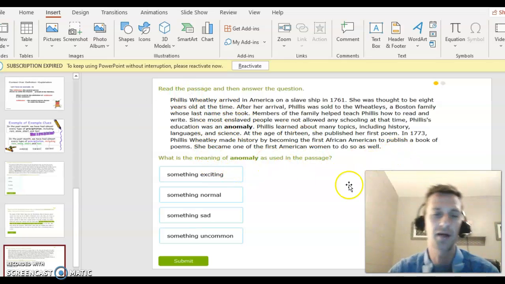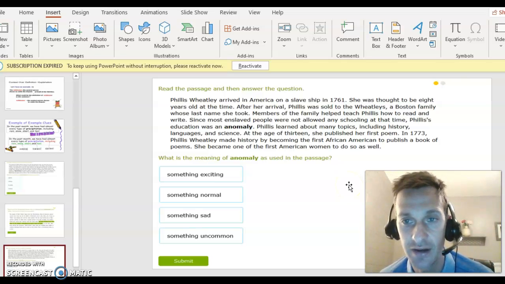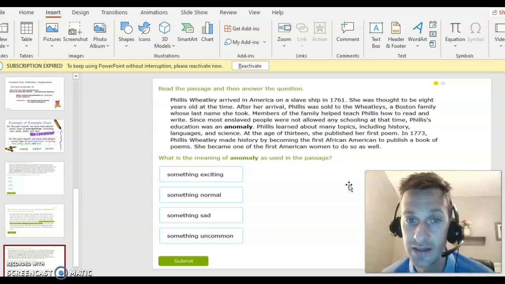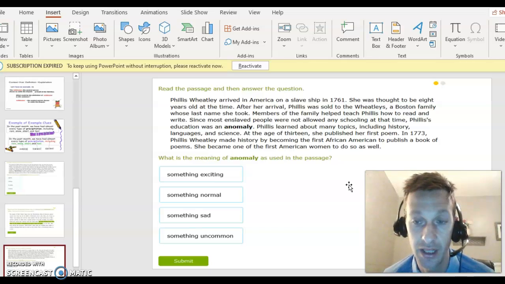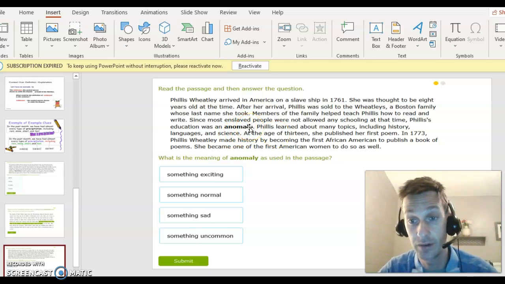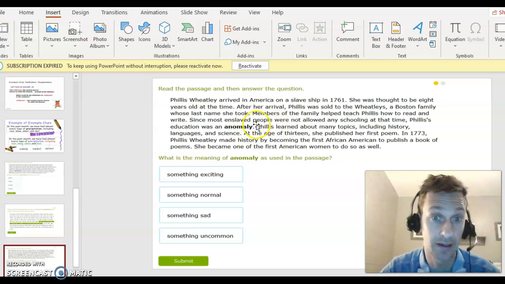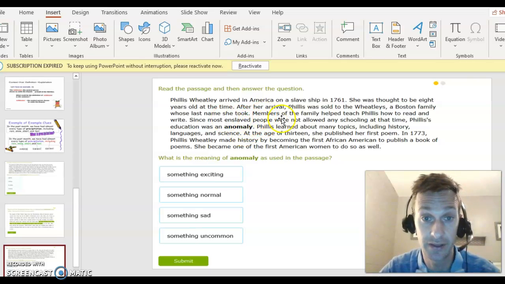All right, let's look at the word anomaly. So what does it say? Members of the family helped teach Phillis how to read and write. Since many enslaved people were not allowed any schooling at the time, her education was an anomaly. So, most enslaved people were not allowed schooling, but she got schooling. So, we're looking at a possible example, right? This is giving an example of what an anomaly is.